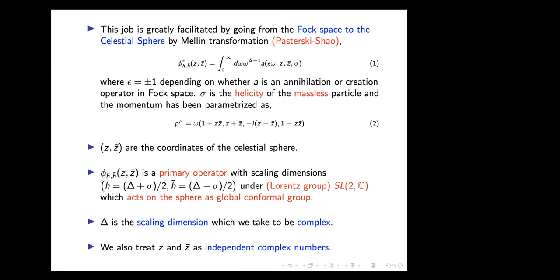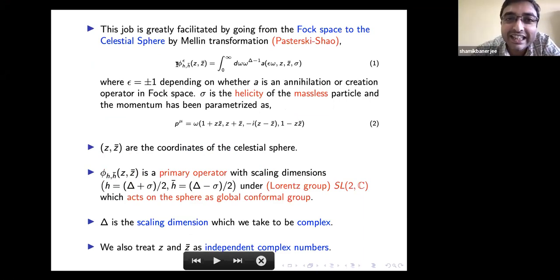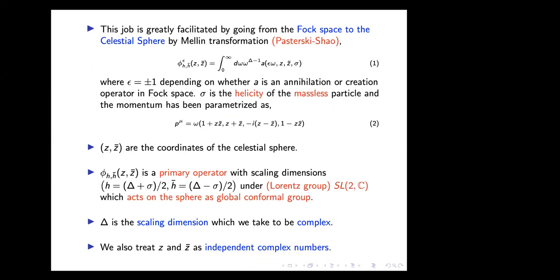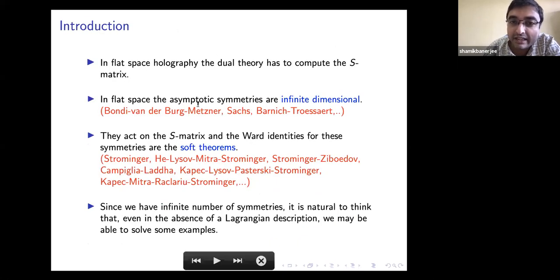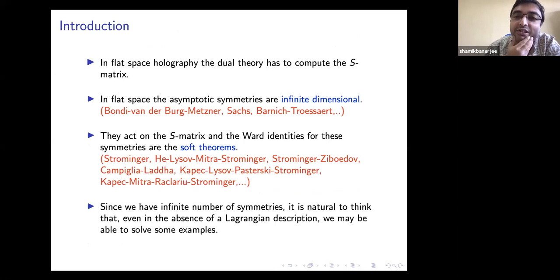Sorry, Shamik, can I ask a basic question? I know embarrassingly little about all these developments, so please forgive me. If you don't mind, you can answer later also privately. Is there even a Lagrangian description known for the problem you're discussing? No. So that's what I said, that we don't know what the Lagrangian description is. Even, I think it is better to say that we don't even know whether a dual quote-unquote field theory actually exists in asymptotically flat space. But since we have this infinite dimensional asymptotic symmetries, we may hope to solve some simple subsectors of this quote-unquote dual field theory.